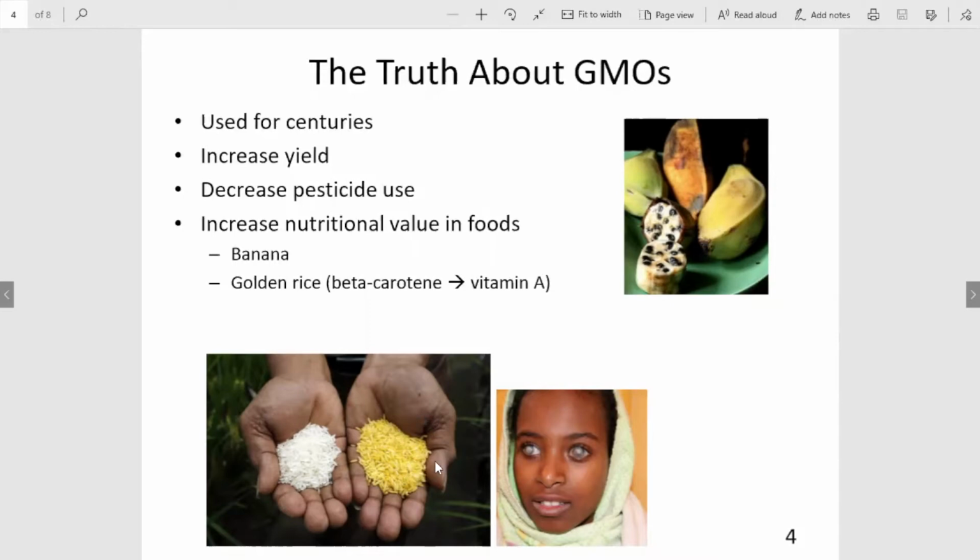Golden rice, pictured here on slide 4, is rice that has had the beta-carotene gene inserted. Beta-carotene is the precursor to vitamin A, and so individuals who have access to this golden rice have an additional source of beta-carotene and therefore a different source of vitamin A.